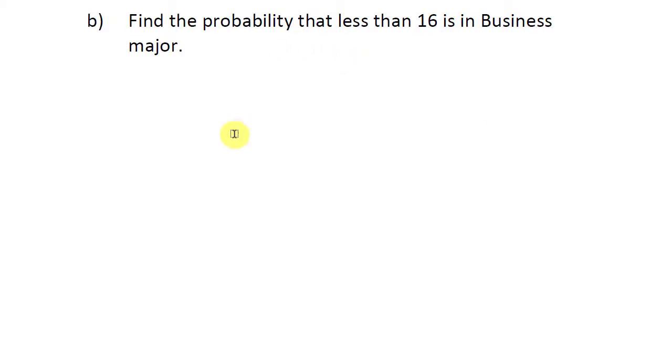All right, so now we are at part B of our example 1. The statement of part B is asking, find the probability that less than 16 is in business major. Before we go on any further, I have to make clear that this question of part B is actually connected to the question in part A of our example.